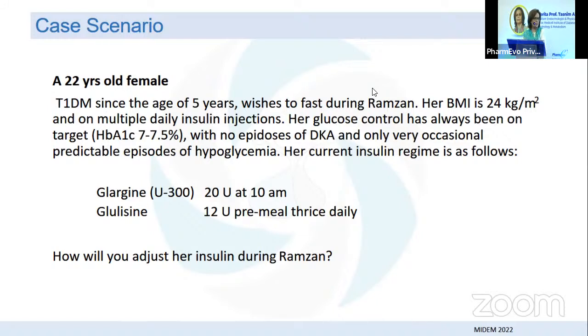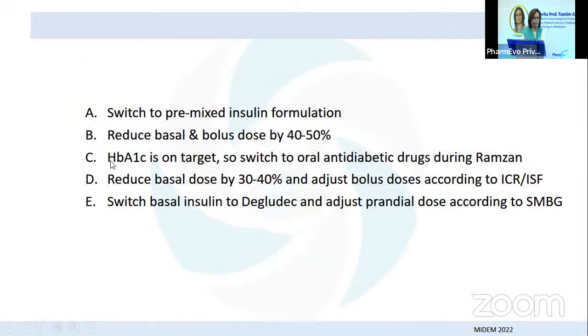So here are 5 choices. Switch to a pre-mixed insulin formulation. Reduce basal and bolus dose by 40 to 50%. HbA1c is on target, so switch to oral anti-diabetic drugs during Ramadan. Reduce basal dose by 30 to 40% and adjust bolus doses according to insulin carb ratio and insulin sensitivity factor. Switch basal insulin to degludec, which is analog 24-hour insulin, not available here, available abroad as Tresiba, here in a pre-mixed formulation by the name of Rysodec, and adjust prandial dose according to SMBG.